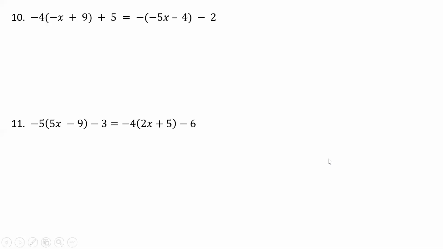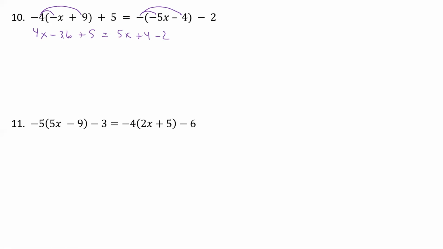Now we've got distribution on both sides. So we'll distribute here and distribute here. So minus times a minus is plus, and we have 4x. Minus times, that's a negative 36, plus 5 equals, that's a negative times a negative, so it's a 5x. Negative times a negative is positive, so it's going to be plus 4.